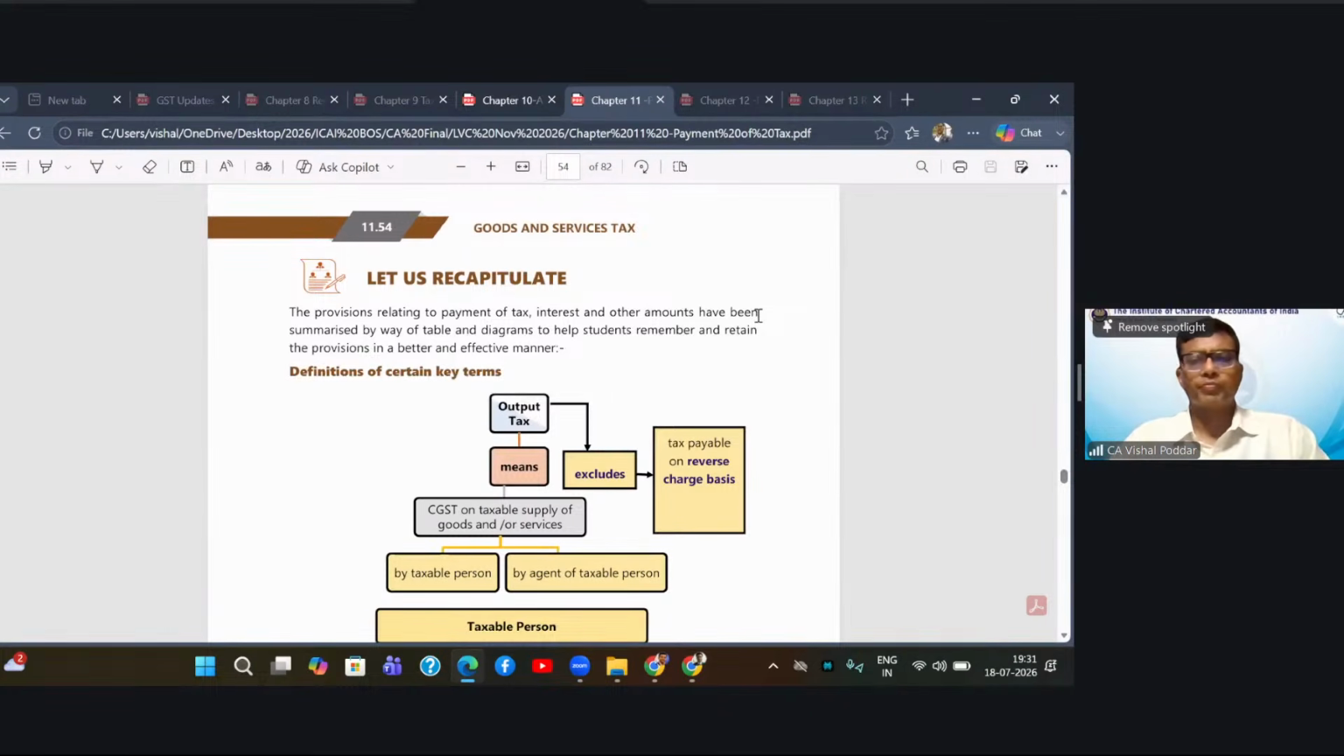So now you have made your supplies, you have come to the end of the tax period, which let us say is a month for you. Now you have to discharge the tax. Now, how this tax payment happens, that we are going to discuss.